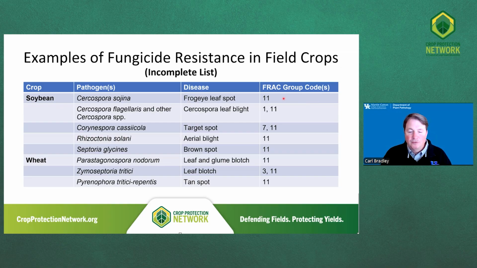In a lot of cases, we see group 11 here, which is the QoI fungicides, high risk of resistance. In some cases, we may see some that have developed resistance to more than one FRAC group, such as target spot of soybean. Okay, and here's a few others as well where we see multiple resistance developing to different FRAC groups. So keep this in mind. This is important to know, that fungicide resistance is happening and it's something that we need to manage.